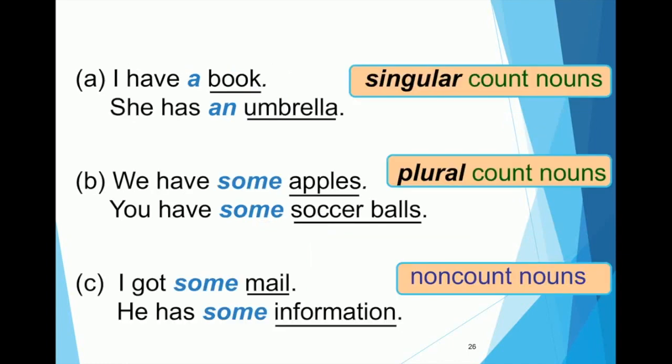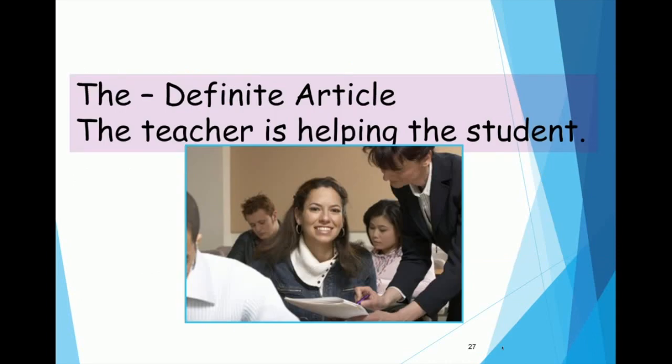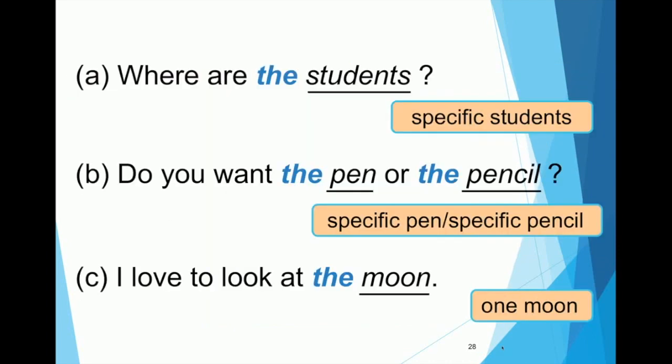I have a book. She has an umbrella. We have some apples. You have some soccer balls. I got some mail. He has some information. So as you can see, some can be used with plural count nouns or non-count nouns. Definite articles. Where are the students? Specific students. Do you want the pen or the pencil? Specific pen, specific pencil. I love to look at the moon. One moon. So in all these examples, the speaker and the listener are thinking about the same specific thing.